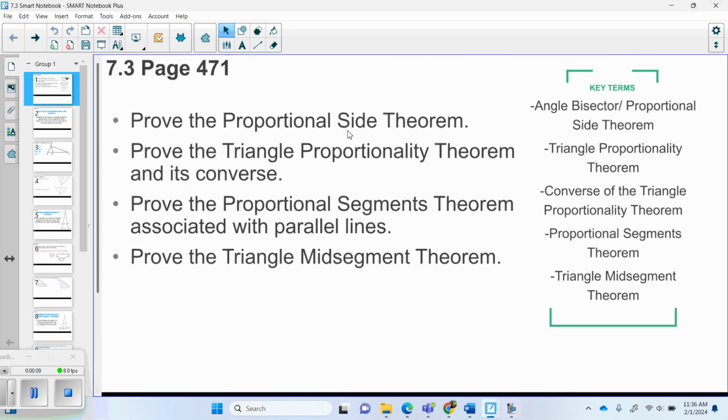We're going to learn all about a whole bunch of different theorems, such as the angle bisector proportionality theorem, the triangle proportionality theorem, the converse of the triangle proportionality theorem, proportional segments theorem, and the triangle mid-segment theorem. If you haven't already written these down in your Chapter 7 toolbox, pause the video and do that. It'll save a lot of time during watching the video.